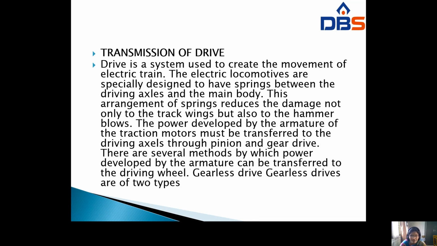Next you can see the transmission of drive. Drive is nothing but a system used to create the movement of the electric train. Electric locomotives are especially designed to have springs between the driving axis and the main body. Body means the bogie and the compartments, and in between the body and the driving axis you have the spring arrangement.